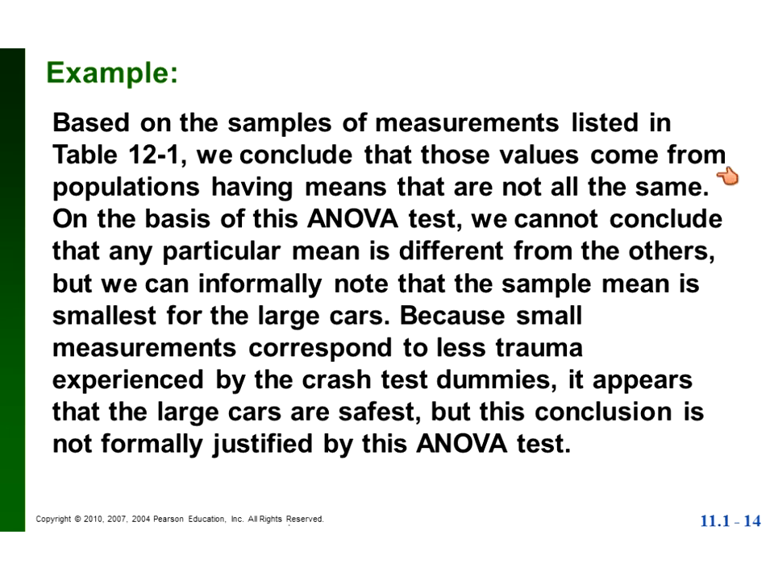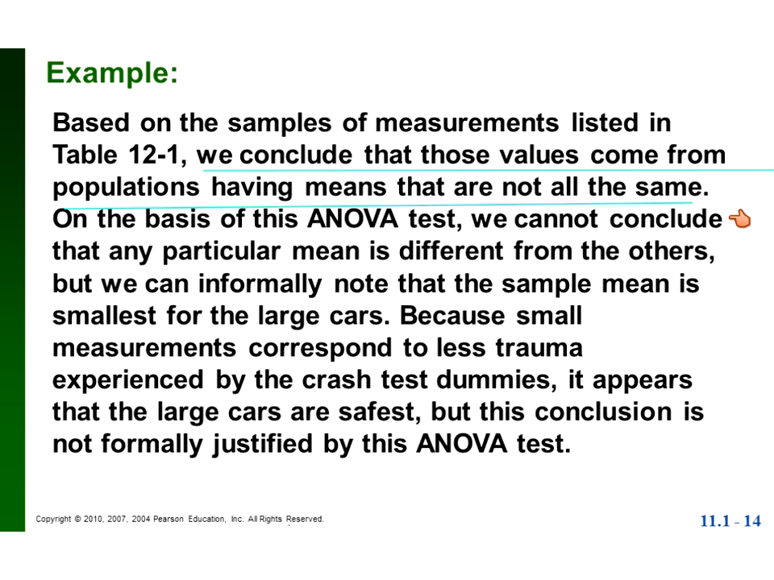So let me read it. Based on the samples of measurements in your table, we conclude that those values come from populations having means that are not all the same. That's the conclusion we make. That's the only conclusion we can make. And this is on the basis of the ANOVA test.